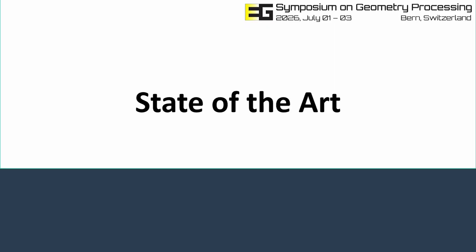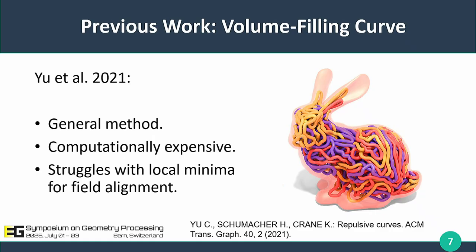Generating field-aligned volume filling curves is still a challenging problem, as the curve must simultaneously satisfy the alignment objective imposed by the underlying line field, while also achieving the desired volume filling behavior. Repulsive curves appear to be the only method that achieves both of these objectives using a curve-growing approach. As this general framework can be applied to a wide range of applications, however, it suffers from long computation times and often struggles with local minima when applied for field alignment.